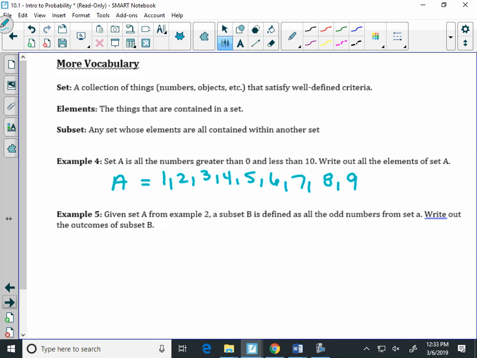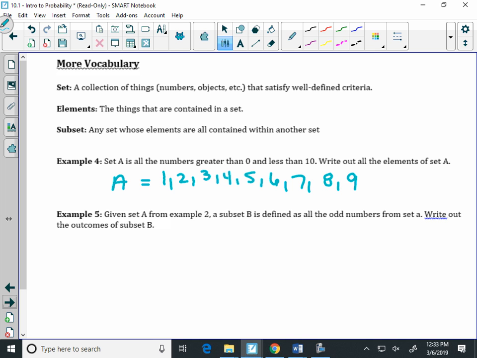So that is a set. We have criteria, numbers greater than 0 and less than 10. We wrote those numbers down in that set. You notice 12, 13, 14, 15 aren't in there because they don't fit that criteria. Okay.